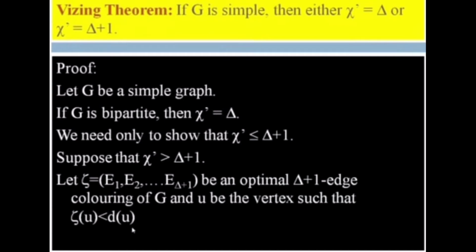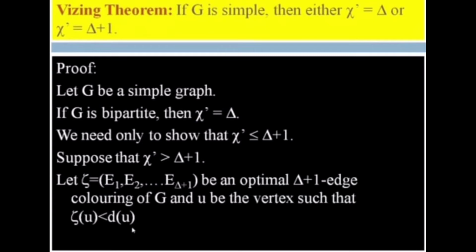Next, Vizing's theorem. Statement of Vizing's theorem: if G is simple, then either chi dash is equal to del or chi dash is equal to del plus 1. Proof of the theorem.